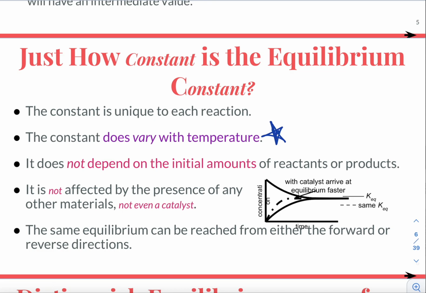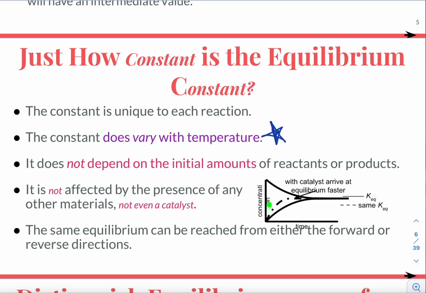So you'll often see at 298 Kelvin, K equals blank, okay? Or at 900 Kelvin, K equals blank. So you'll see that temperature because K will vary with temperature. And that's the only thing it varies with, okay? It doesn't depend on the amounts. It doesn't even depend on a catalyst. Now, if you have a catalyst, you know that the reaction is going to happen faster. So equilibrium will also happen faster, but it's going to be at the same place.